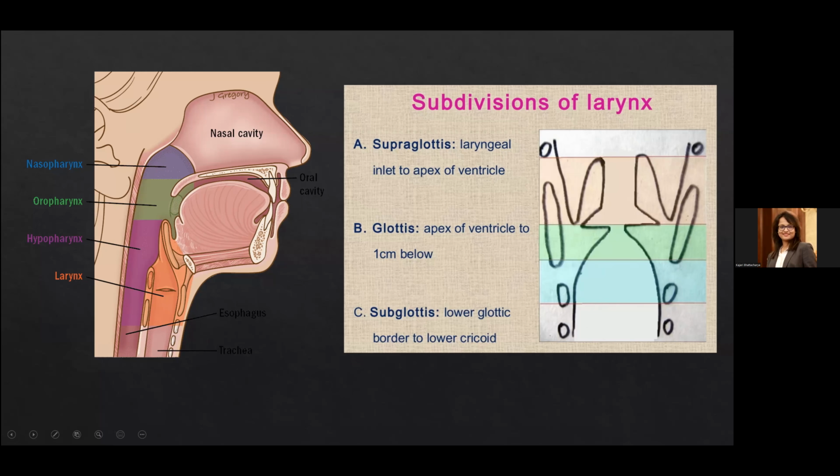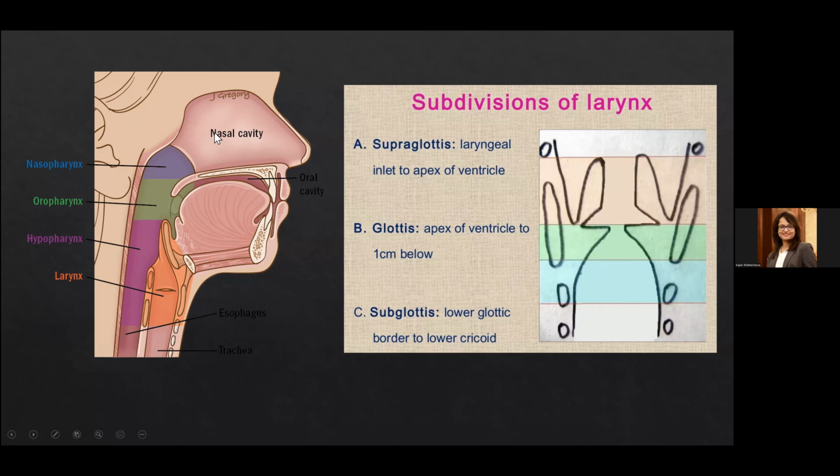Glottis is from the apex of the ventricle to 1 centimeter below it, and subglottis is basically the lower border of the glottis to the lower border of the cricoid cartilage. So this is what we all anatomically know. Now let us see what are the parts of it and how to identify them on CT.